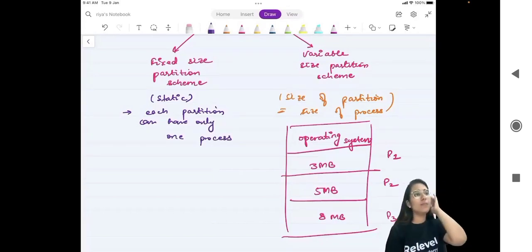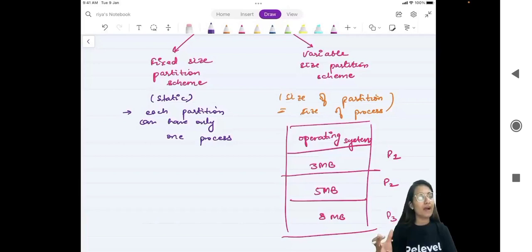Now here there is a problem: this technique limits the degree of multi-programming, because the number of partitions decides the number of processes that can be executed parallelly. More partitions, more processes, because every partition takes one process.